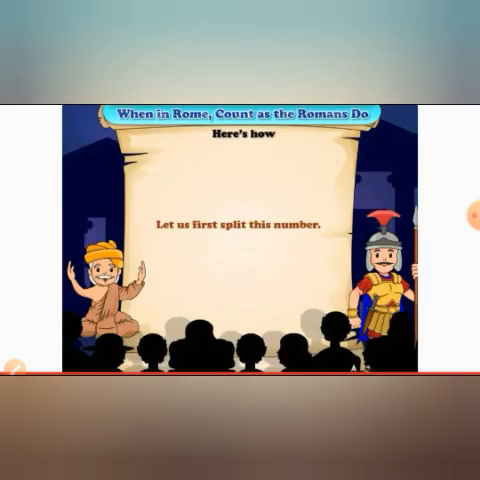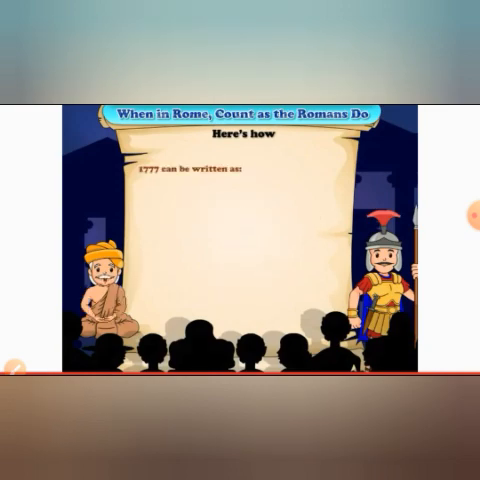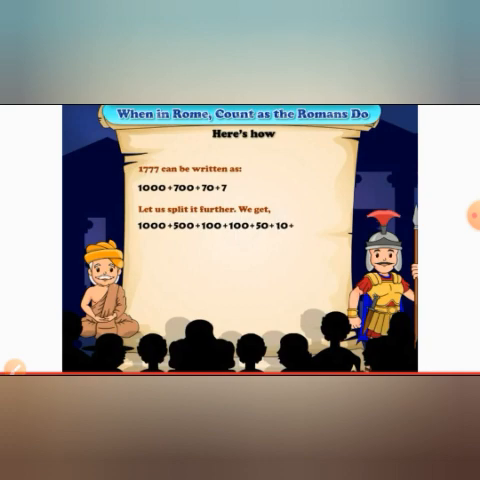Let us first split this number. 1777 can be written as 1000 plus 700 plus 70 plus 7. Let us split it further. We get 1000 plus 500 plus 100 plus 100 plus 50 plus 10 plus 10 plus 5 plus 2.